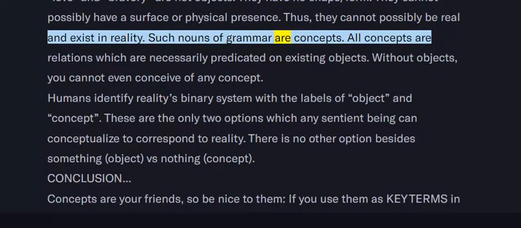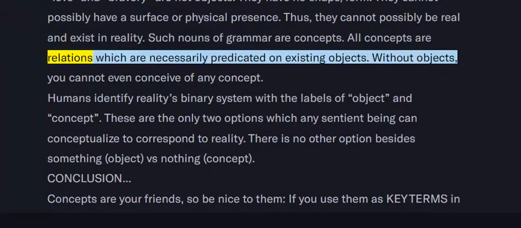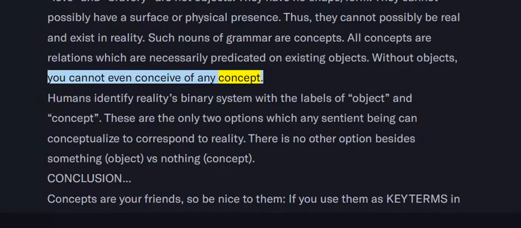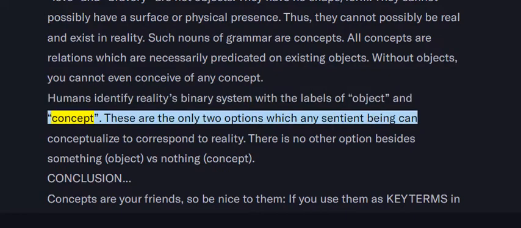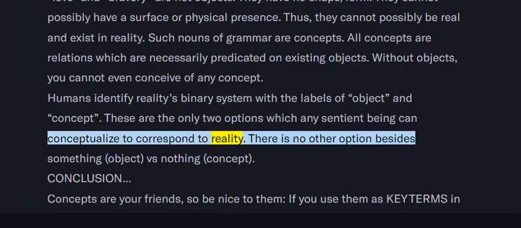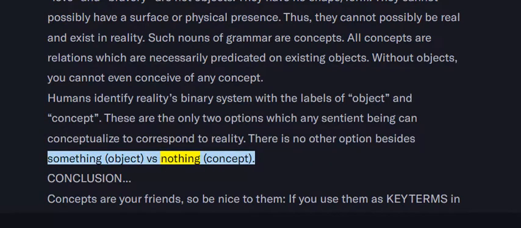Such nouns of grammar are concepts. All concepts are relations which are necessarily predicated on existing objects. Without objects, you cannot even conceive of any concept. Humans identify reality's binary system with the labels of object and concept. These are the only two options which any sentient being can conceptualize to correspond to reality. There is no other option besides something, object, versus nothing, concept.